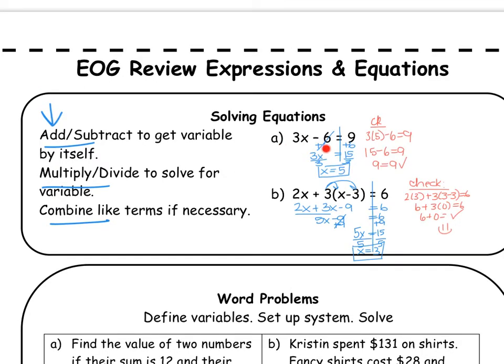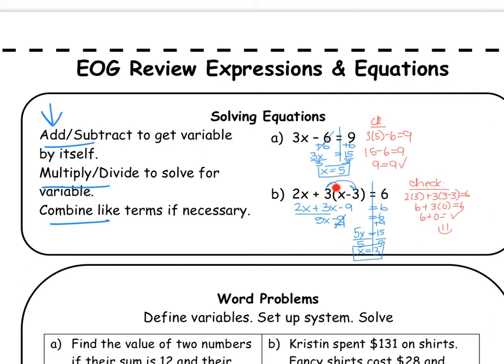Okay, so we solved 3x minus 6 equals 9. We got x equals 5. And always substitute your number for your variable back in the equation like I did here to see if it works out. So if I plug in 5 here, does 3 times 5 minus 6 equal 9? And the answer is yes, 9 equals 9. That's a little check mark.